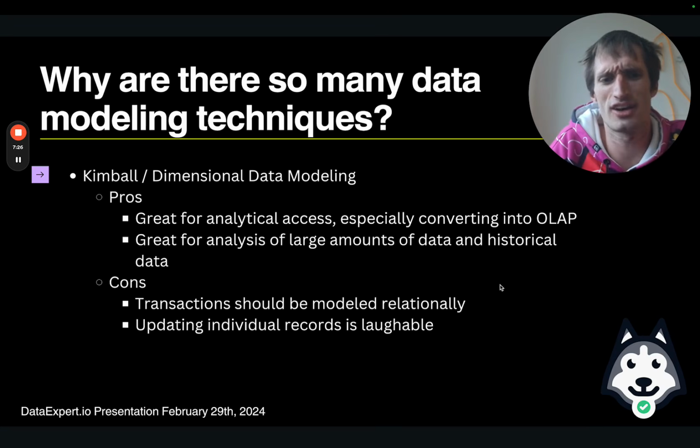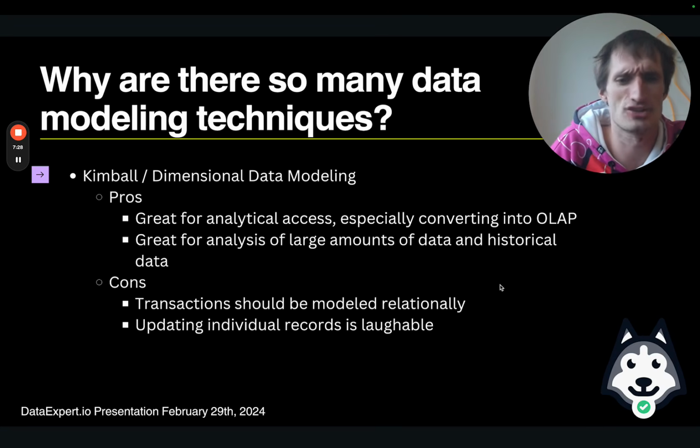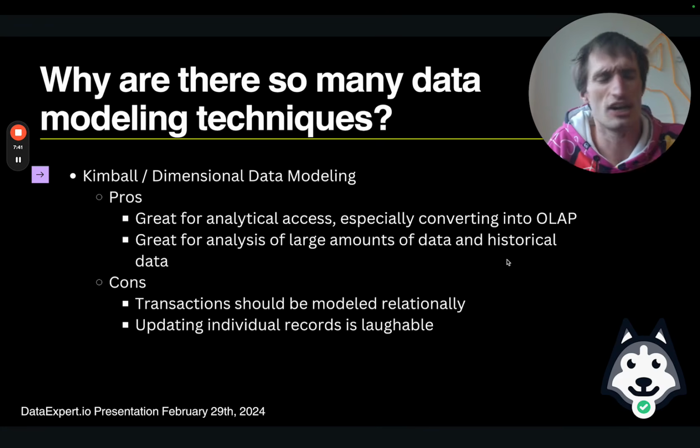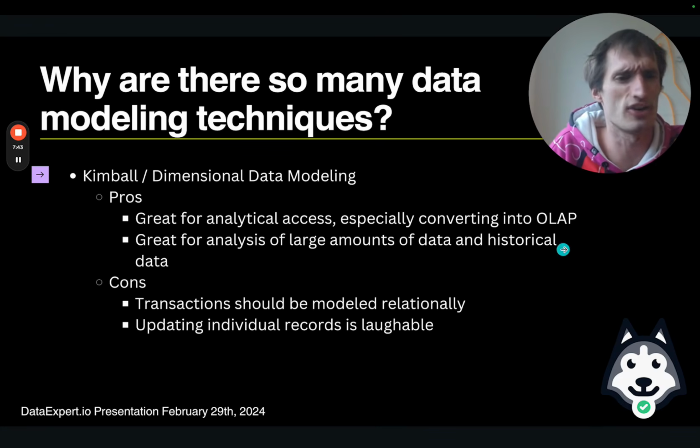So what are the drawbacks of dimensional data modeling? I mean, transactions should be modeled relationally. Transactions, like updates, don't really happen with dimensions and facts. You want to be doing a daily poll of this data. We're going to be looking at an architecture diagram here in just a second to see what is going on and what I mean by that.